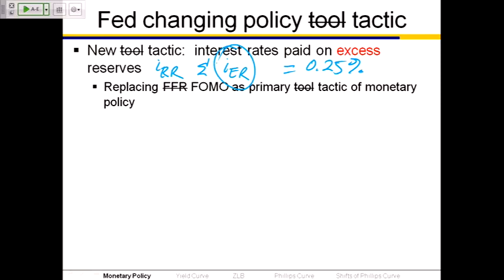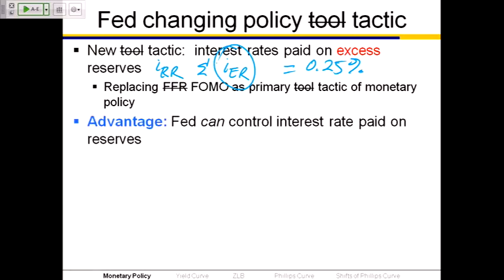If they want the federal funds rate to go up to 1.5%, they're going to increase the interest rate they pay on excess reserves to 1.5%. So they're going to start announcing what's the interest rate they're paying on excess reserves. The advantage to this new tactic is that they can have complete, perfect, 100% control over the interest rate they pay on excess reserves. They didn't have control over the federal funds rate.